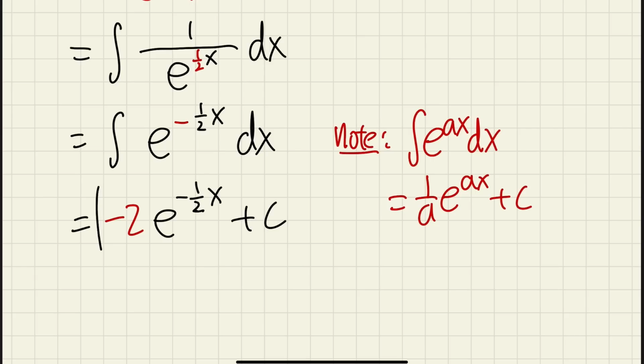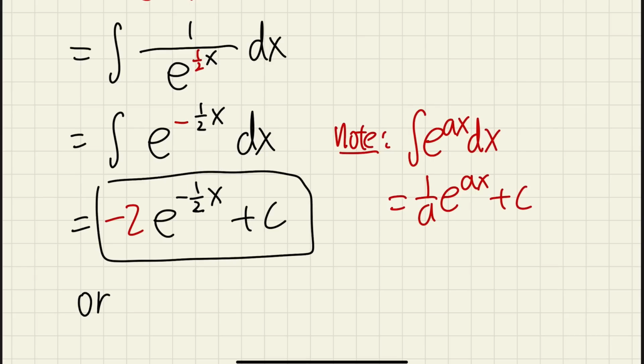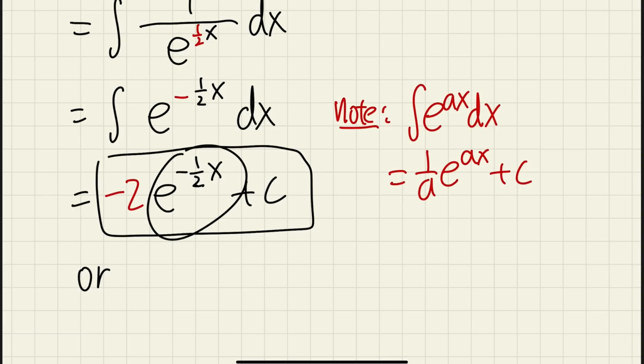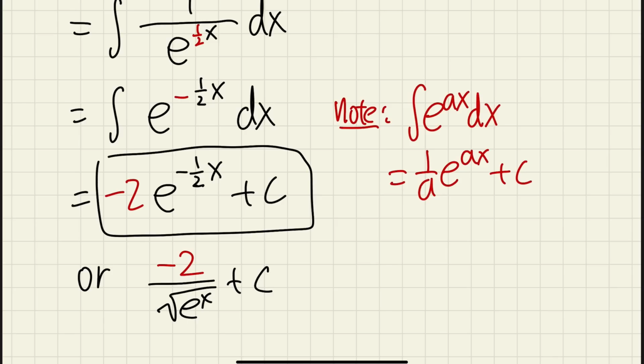Yeah, you can just leave the answer like this. Or, of course, if you choose, you can bring this back down again. So this right here actually becomes -2 on the top, and then over square root of e to the x. Same thing.